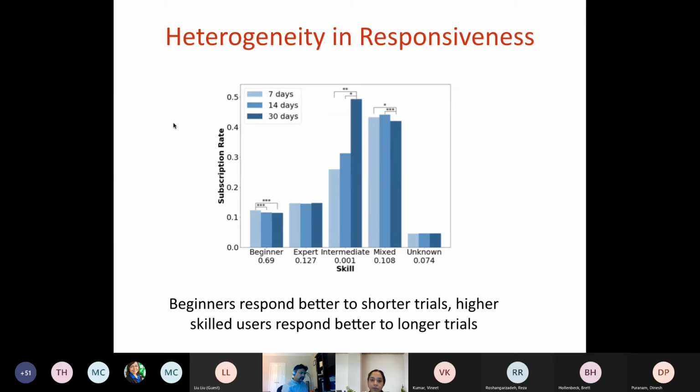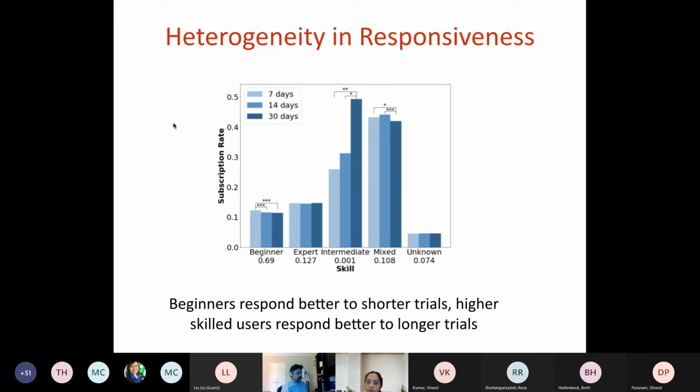and see if there is anything in the data which supports this idea that personalization might help. And this is just one simple graph where we have partitioned users based on their skill level and then plotted which trial length is better for whom. And what you can see, for instance, is that beginners respond better to shorter trials, versus people with mixed skills seem to respond better to the 14-day trial.